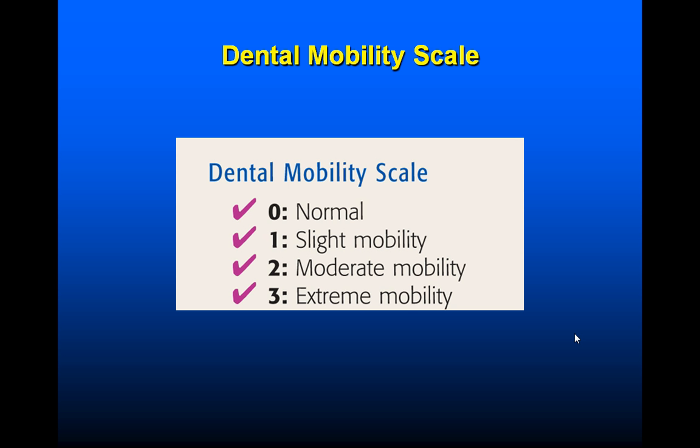The mobility scale is a simple scale of numerical value from 0 to 3. If a tooth has a number 0 for mobility, that's normal, meaning that the tooth is not mobile. A reading of 1 indicates the tooth is slightly mobile. A score of 2 means that the tooth is moderately mobile, and 3 indicates that the tooth is extremely mobile. So the dental mobility scale is recorded during a periodontal screening.